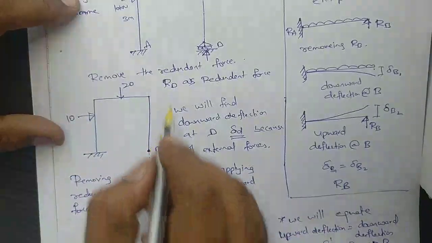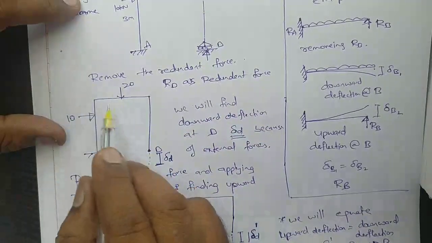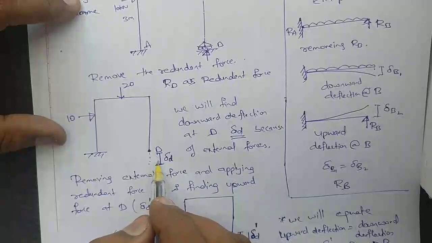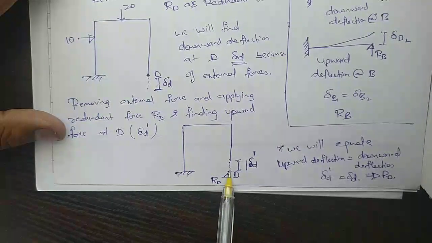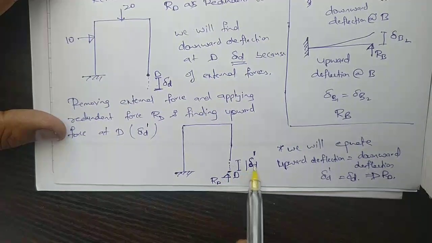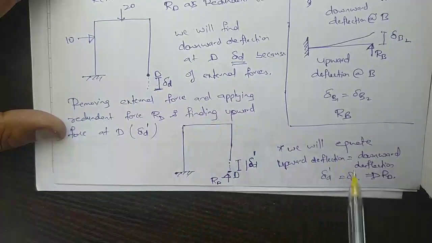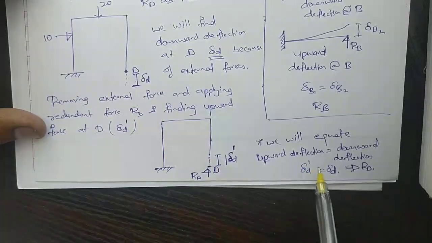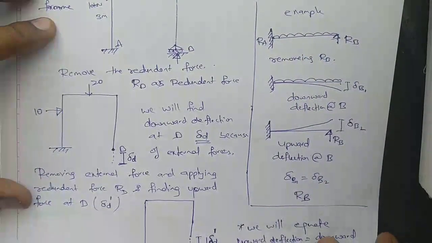This is the procedure. We will remove the redundant force RD at this point, and because of the external force, we will find out what delta D is. The next step is we will apply RD at this point, and we will find out the upward deflection delta D dash. We will remove the external force. Then we will equate delta D dash equal to delta D. From this we will find out RD. The same procedure we have done for the prop cantilever.